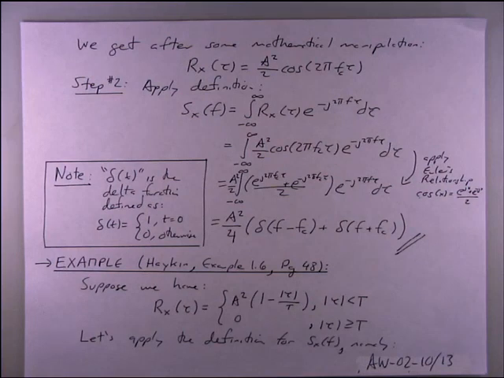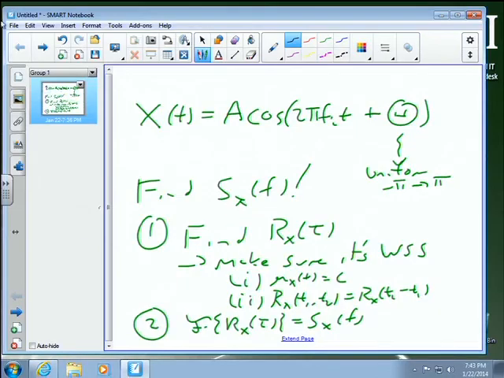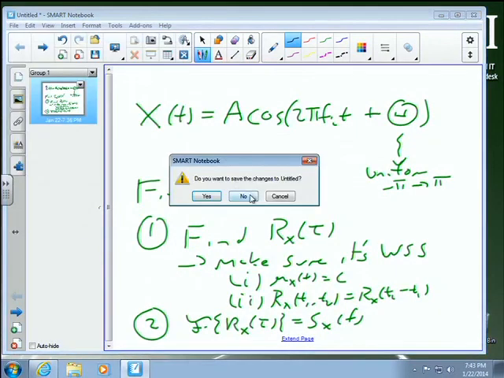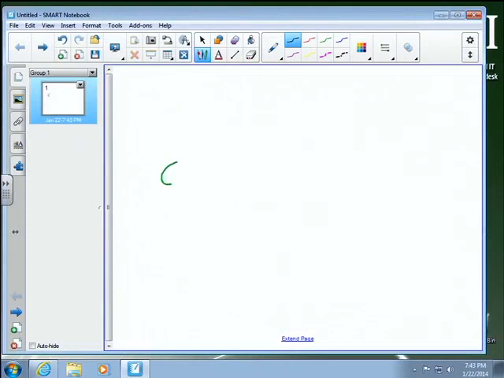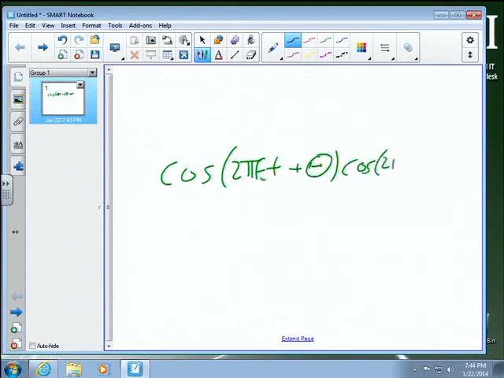Now, I skipped several parts. The first thing I skipped was how did I get to that final answer? And the thing is, I used the trig identity. So if I return to that, let's go to new. If I multiply cosine 2 pi fc t plus theta, the random phase, times cosine 2 pi fc (t plus tau) plus, again, the theta, the random phase.